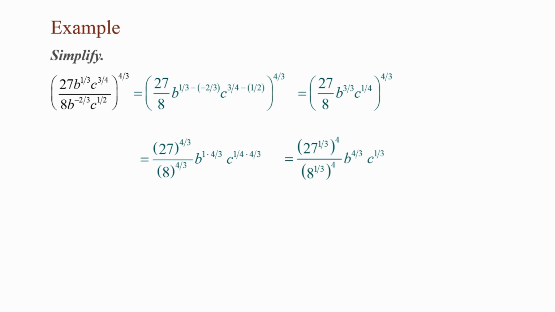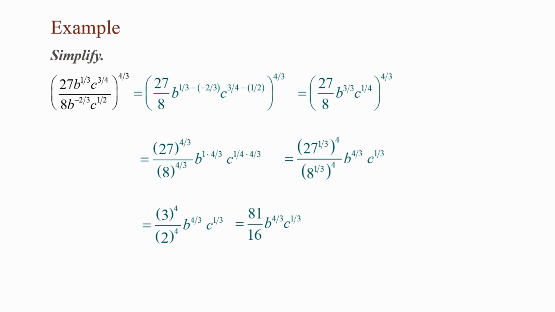So I have 27 to the 1/3 to the 4th power and 8 to the 1/3 to the 4th power. 1 times 4/3 is just 4/3, so I now have b to the 4/3 power. 1 over 4 times 4 over 3 is 4 over 12, which reduces to 1/3, so I have c to the 1/3 power. 27 to the 1/3 power is 3, so I now have 3 to the 4th. 8 to the 1/3 power is 2, so I have 2 to the 4th. b to the 4/3 times c to the 1/3, because I'm done with that math.